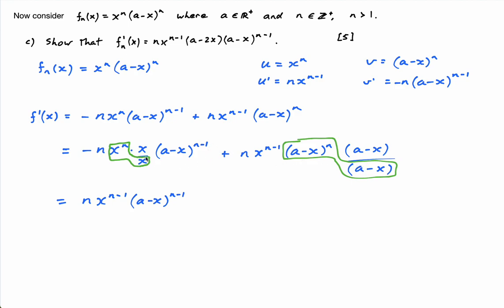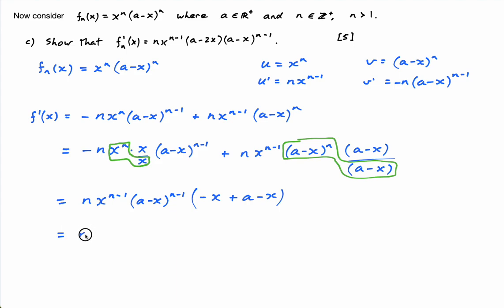So what's left, open my bracket, what's left here? Well, the minus is still there, and this x is still here. The rest I've taken out. I've taken out the n, the x to the n minus 1, and this. So it's just the minus x that's left. And what's left over here? Well, I've taken out the n, the x to the n minus 1, and this, which is the a minus x to the n minus 1. All that's left is this a minus x. So it's plus a minus x, which is perfect because this is a minus 2x, which I wanted.